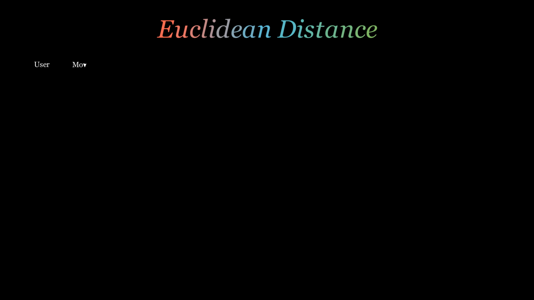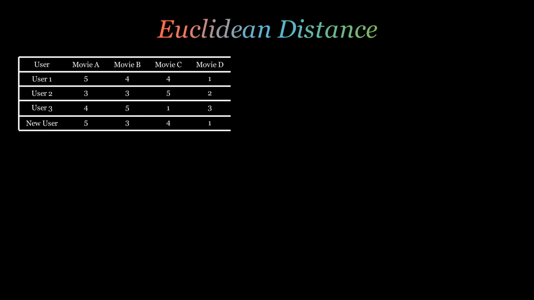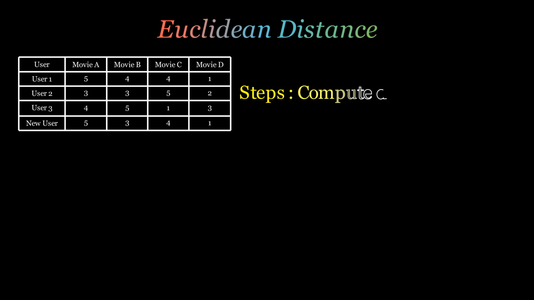Now, let's dive into an example. Consider a movie recommendation system. We have data from several users who rated different movies. Our goal is to find the user whose preferences are closest to the new user and recommend movies based on that similarity. To calculate similarity, we compute the Euclidean distance between the new user and each existing user. Let's compute these distances step by step.